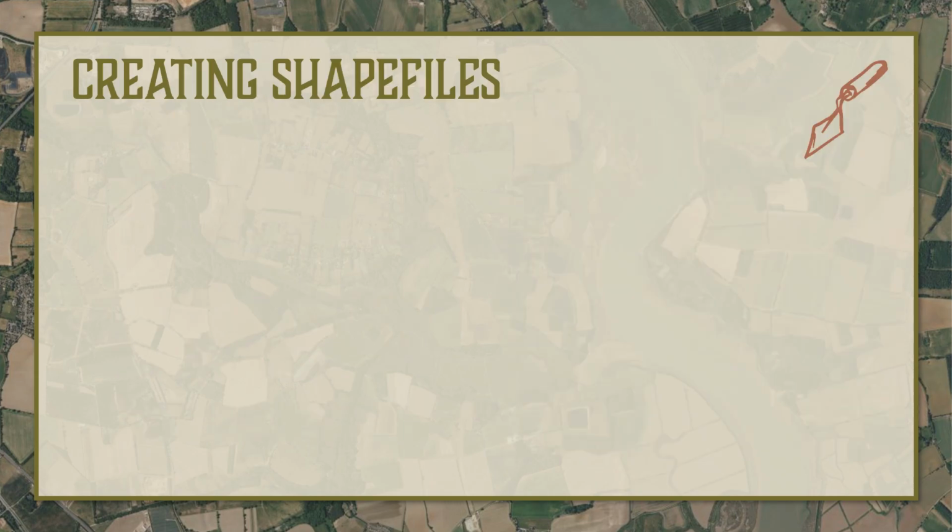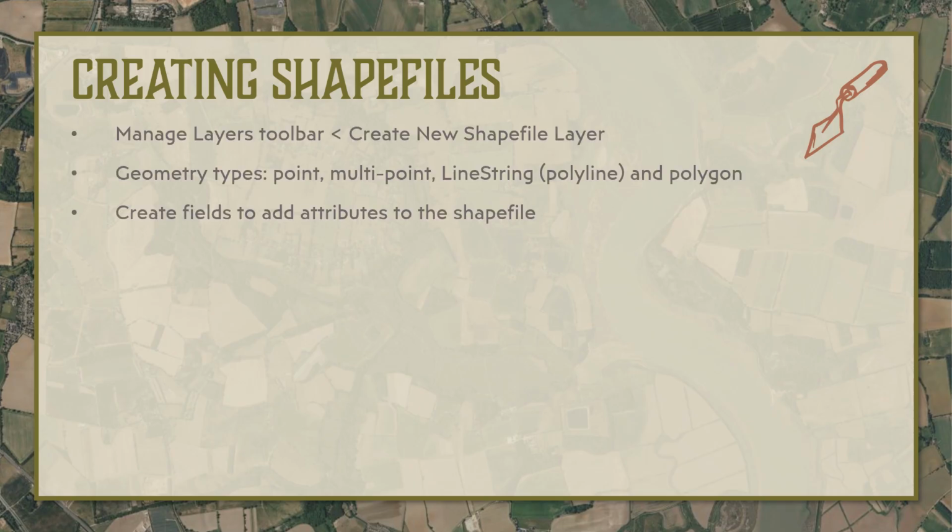Another useful thing to know to get started is how to create a shapefile. To create a shapefile, you go on the Manage Layers toolbar on the left-hand side, and you create a new shapefile layer. There are different geometry types you can choose from. Just a point. A multi-point is two points. A line string or polyline is three or more points, and a polygon is an enclosed line of points. And you can create fields, adding attributes to the shapefiles, for instance, what type of feature it is.